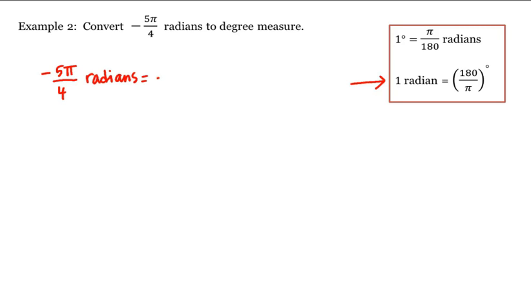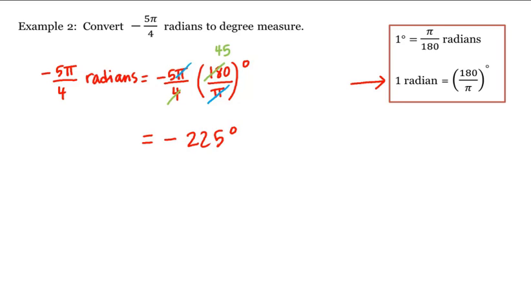is equal to negative 5 pi over 4 times 1 radian, which is 180 divided by pi degrees. And then the pi's will cancel. And 4 goes into 180 45 times. Therefore, this is equal to negative 5 times 45, or negative 225 degrees, which would be our answer.